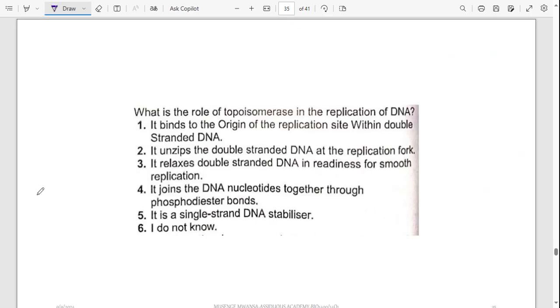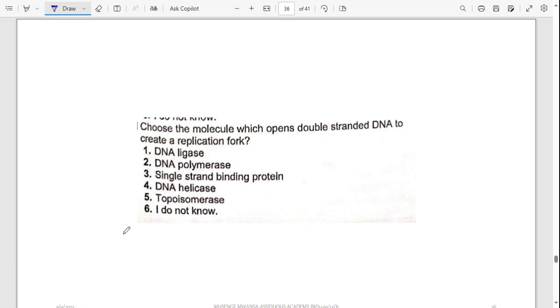What is the role of topoisomerase in replication of DNA? It binds to the original replication site within the double-stranded. Not really. It unzips the double strand. No. What will unzip is helicase. Relaxes double-stranded DNA in readiness for smooth replication. That is the thing. Relaxes, removes the supercoils. Joins the DNA nucleotides together. No. It is a single-stranded DNA stabilizer. No. Choose the molecule which opens double-stranded DNA to create a replication fork. You know, right? DNA helicase.